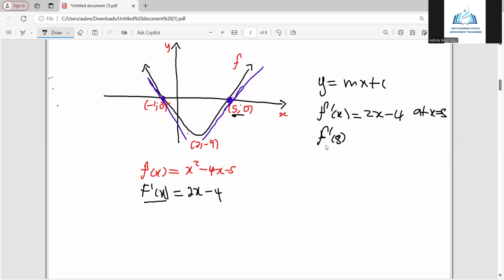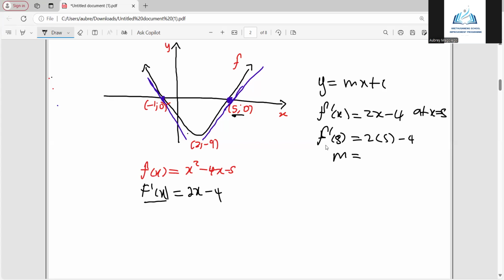Then what do I get? I will get the gradient of the tangent. Remember, I said f prime of x represents the gradient of a tangent. But in order to find the specific value of the gradient at a certain point, you have to know the point of contact of that tangent and the graph. So I have the point of contact, which is 5 and 0. So the gradient now, we're just going to press our calculator, 2 multiplied by 5 minus 4, to give us 6.